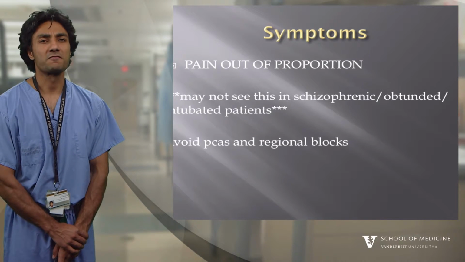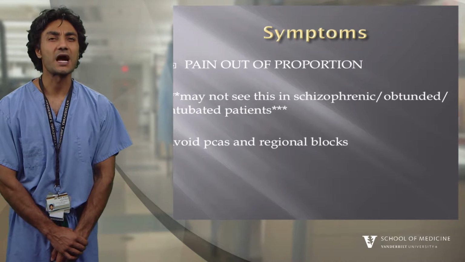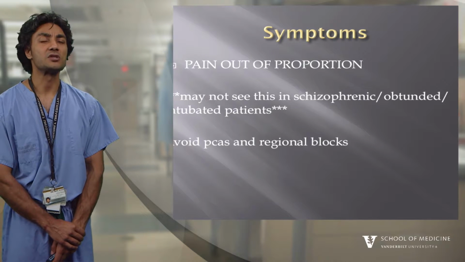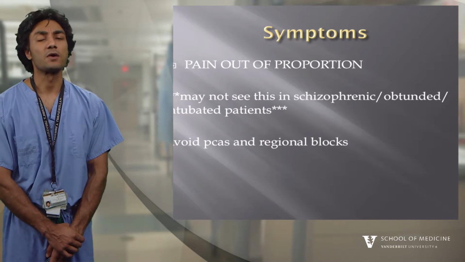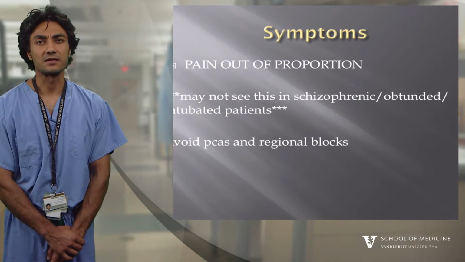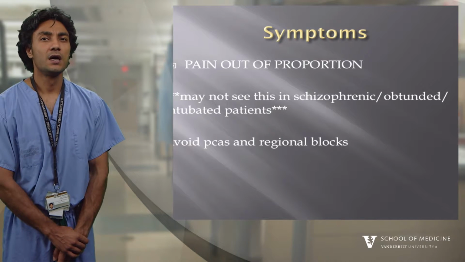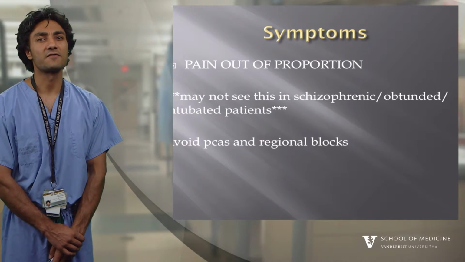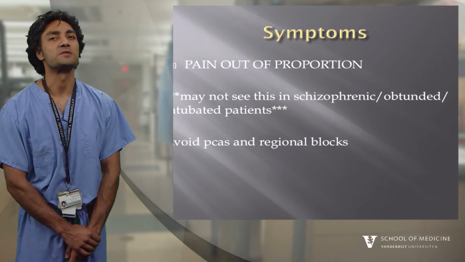Symptoms: pain out of proportion. When you go to see a patient with compartment syndrome, this is not the patient who's sitting calmly at the bedside doing a crossword puzzle. This is a patient who can't get comfortable, is yelling, is all kinds of expletives, throwing things, and wants that pain to be tended to. The caution there is you may not get this kind of response from a patient who's schizophrenic, obtunded, or intubated, so you have to have a higher degree of suspicion.